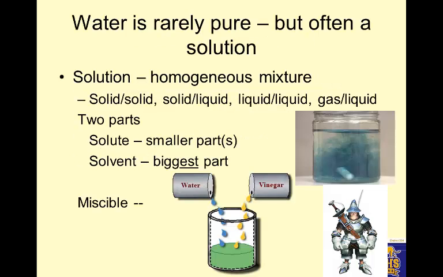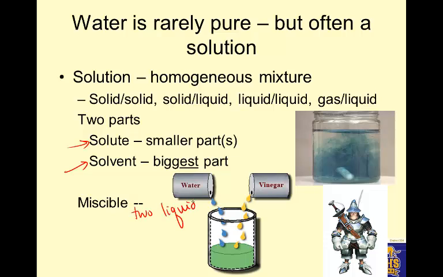Alright, so let's talk about water. Water is really pure, but usually a solution. We defined this in class. We did talk about the two parts, though. The two parts of a solution are the solute, which is the smaller part, and the solvent, which is the bigger part. Miscible refers specifically to two liquids that can mix.